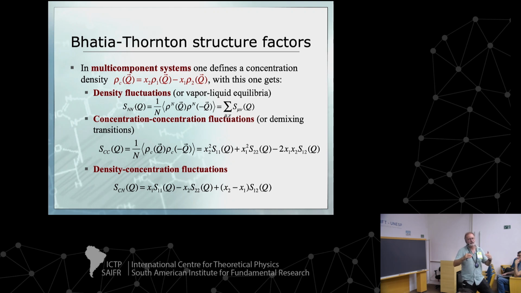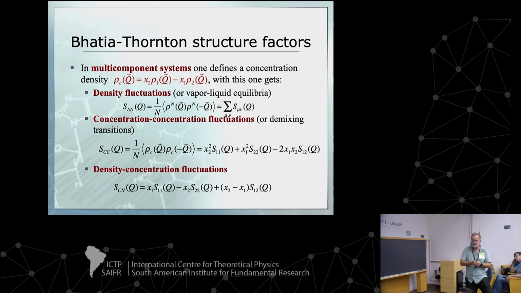Before the demixing, the system starts to have regions in which one component is more concentrated than the other. These regions become larger and larger, finally becoming macroscopic until the correlation length diverges and the system separates into two phases. For instance, two different liquids, so oil and water. Well, oil and water is a bad example because they go into the vapor phase before mixing.